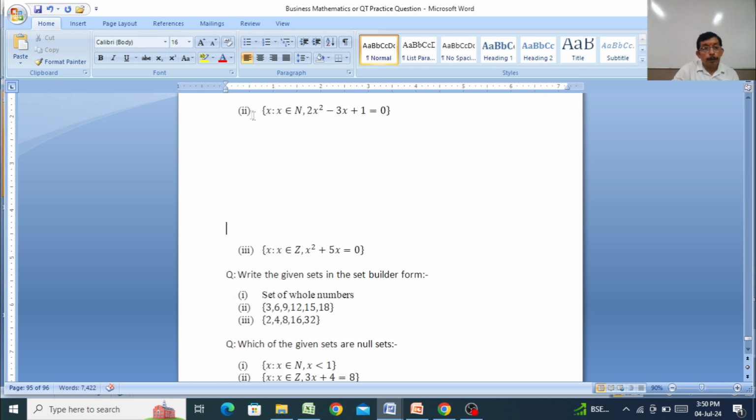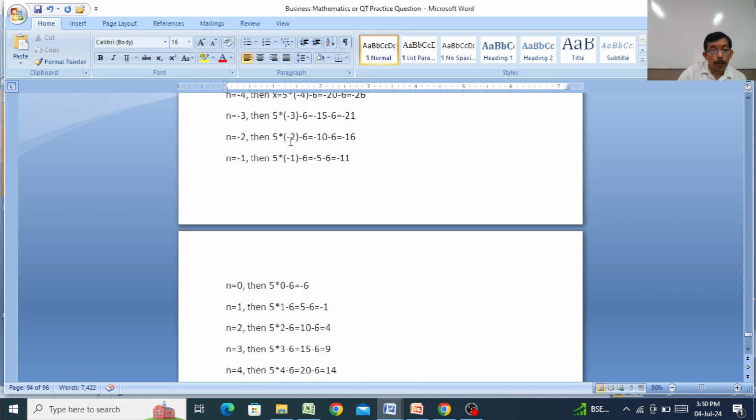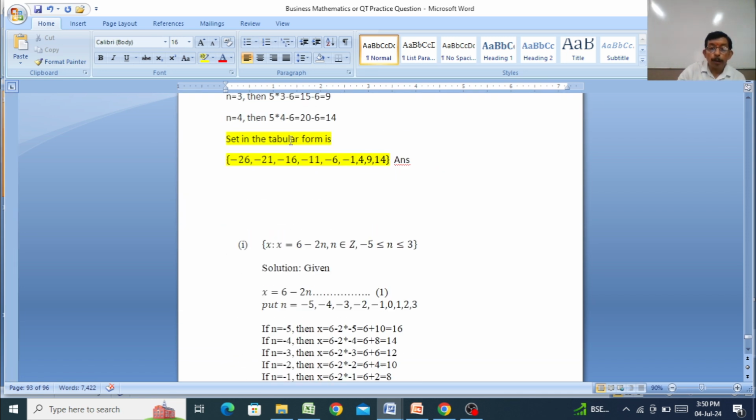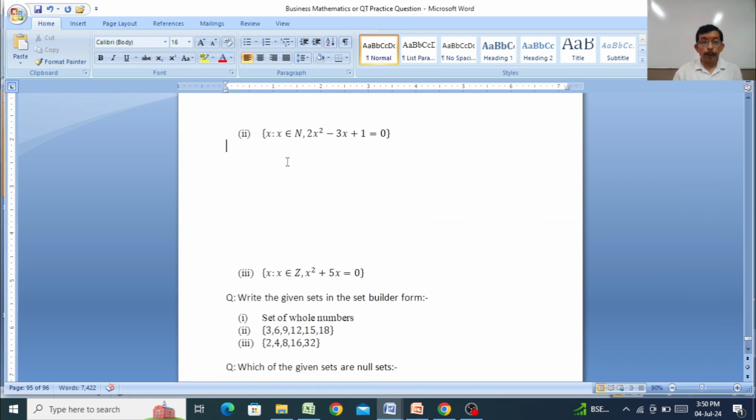X is equal to x such that x belongs to N, 2x square minus 3x plus 1. Now represent this in set tabular form. So for the tabular form, it is simplified first. This is a quadratic equation and we simplify by the middle factor.